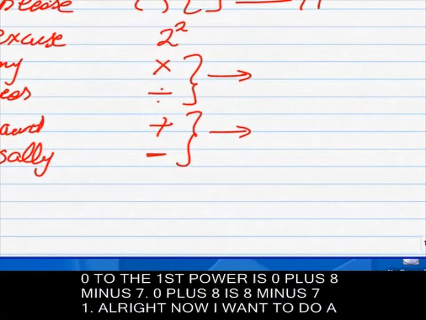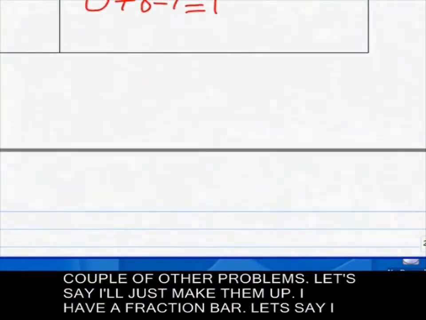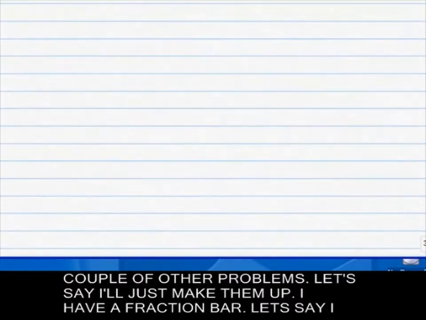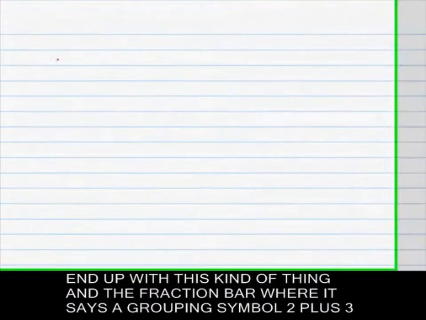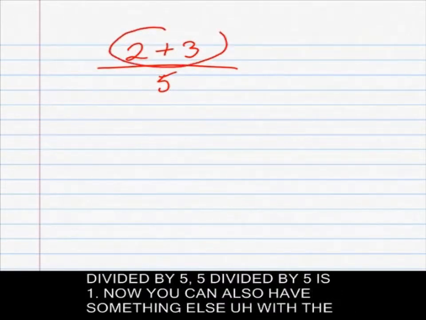Alright, now I want to do a couple of other problems. Let's say, I'll just make them up. I have a fraction bar. Let's say I end up with this kind of thing, and the fraction bar works as a grouping symbol. 2 plus 3 over 5. 5 divided by 5 is 1.